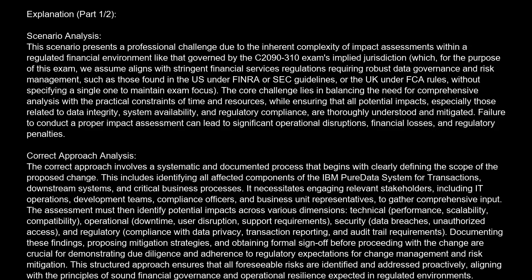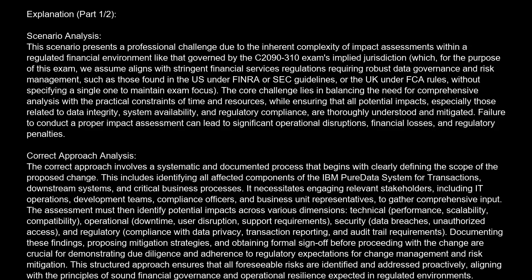Explanation. Scenario analysis. This scenario presents a professional challenge due to the inherent complexity of impact assessments within a regulated financial environment like that governed by the C2090-310 exam's implied jurisdiction, which, for the purpose of this exam, we assume aligns with stringent financial services regulations requiring robust data governance and risk management, such as those found in the U.S. under FINRA or SEC guidelines, or the U.K. under FCA rules, without specifying a single one to maintain exam focus.